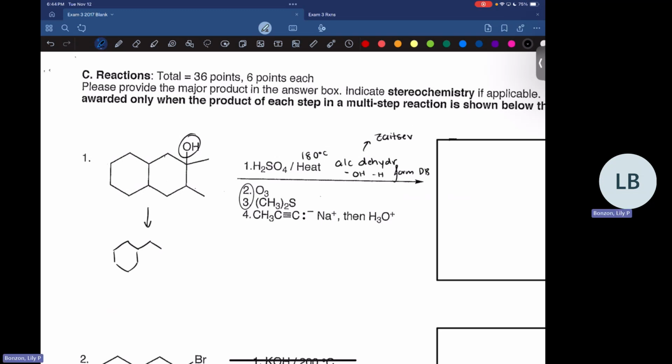So for this first reaction, we're just going to form the double bond between those two methyl groups that are sticking out, because that's going to give us a tetrasubstituted alkene, which is going to be the most stable product.